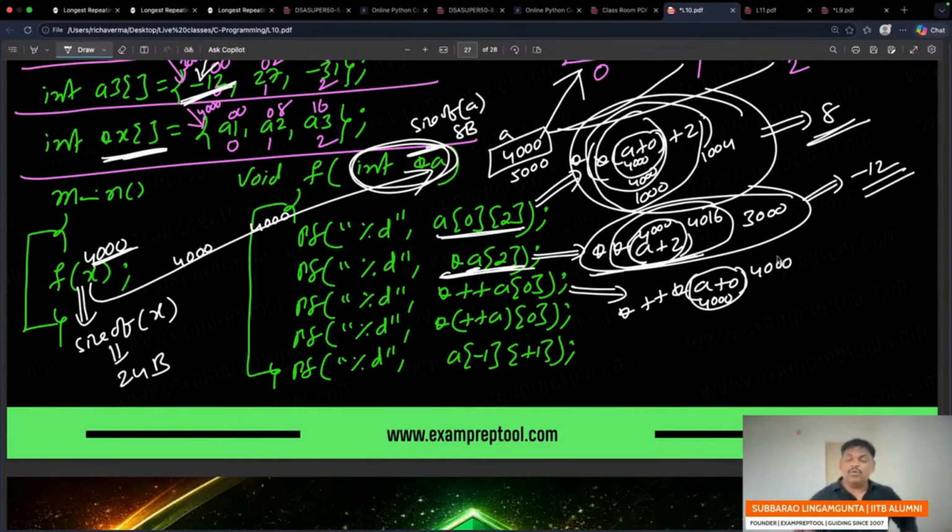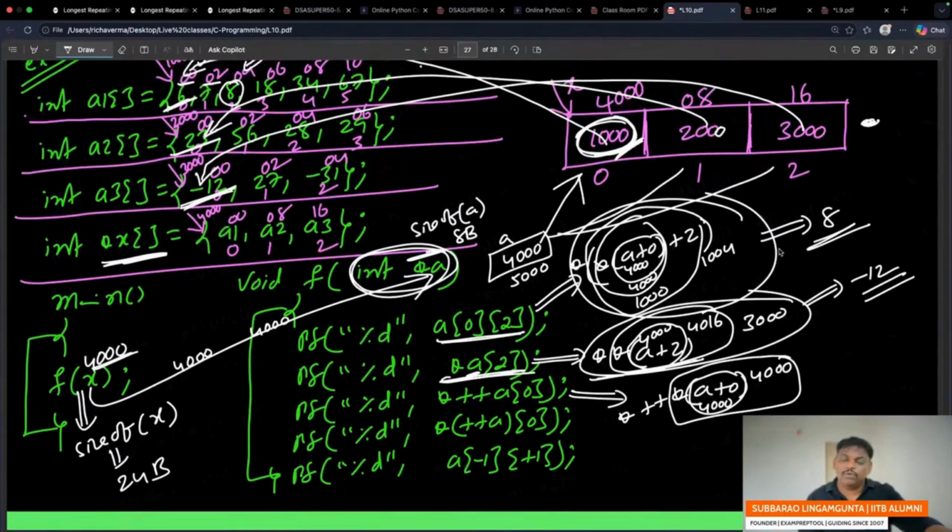Be careful. Till now, be careful. Now star 4000. The value inside 4000 is 1000. Now remember, because of star, you went inside. Now you are at here. Now wherever you are, I think you are at here.